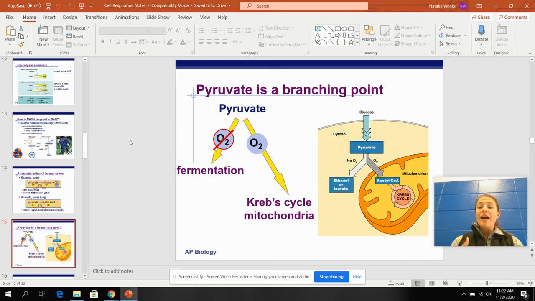Okay. So after we've made our pyruvate, your body has two choices. If there's oxygen, then we go to the aerobic route. If there's no oxygen, then we go to our two fermentation routes. So our pyruvate, when there's oxygen, will then go into the mitochondria to the Krebs cycle.